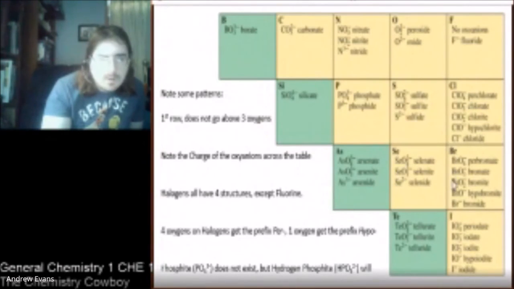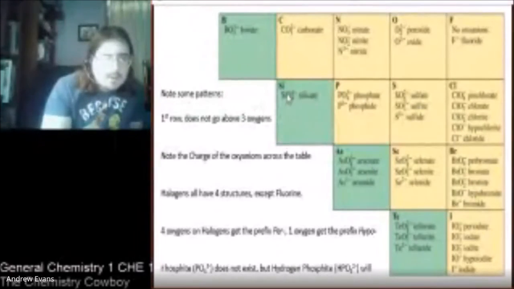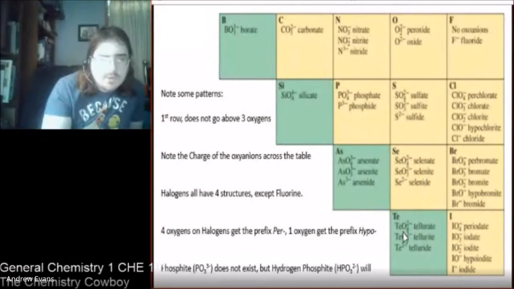Down all these except for the first row are -2. All these except for the first row are -1. Just looking at this pattern right here. Now, sulfate, SO4, sulfite. We won't see selenate, but if we did, selenate, selenite. We won't really see tellurium, but tellurate, tellurite. We see a pattern here.